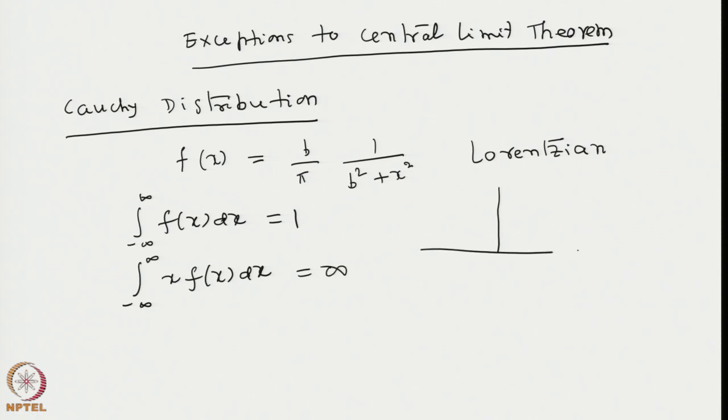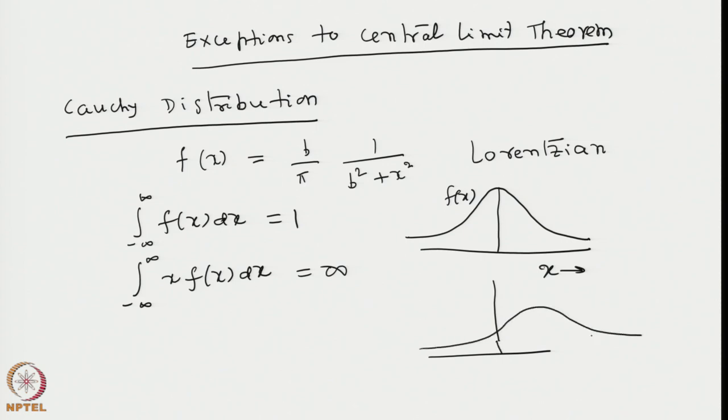Supposing my Lorentzian was, right now this is the way it is, f(x). This is my x variable and this is f(x). But if the same function was slightly shifted to some peak value mu, then it would have been x minus mu square. One could have again used this formula for calculating the mean and would have arrived at a divergent result.